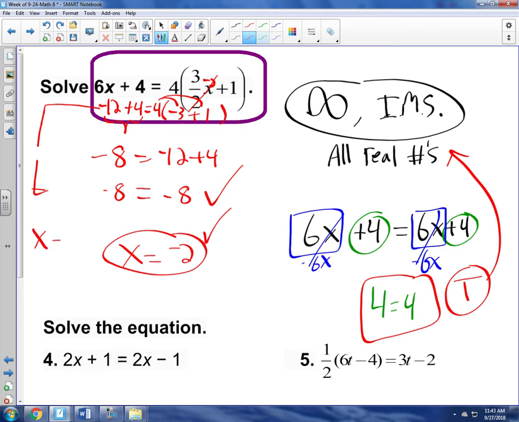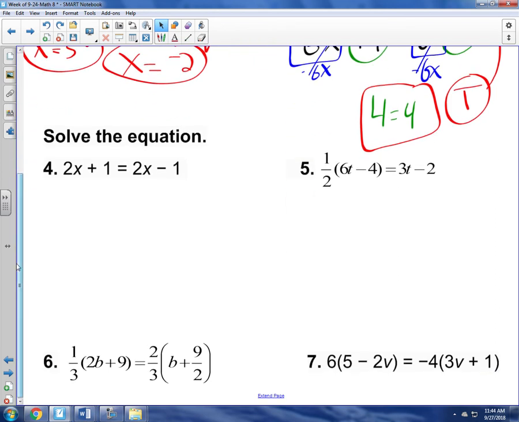But if you had said x is equal to 5, would that have been an answer as well? And the answer is yes. Any number that you put in for x will make this equation work. Okay? So that's where we're at right now. So feel free to stop it, rewind it, whatever you got to do.